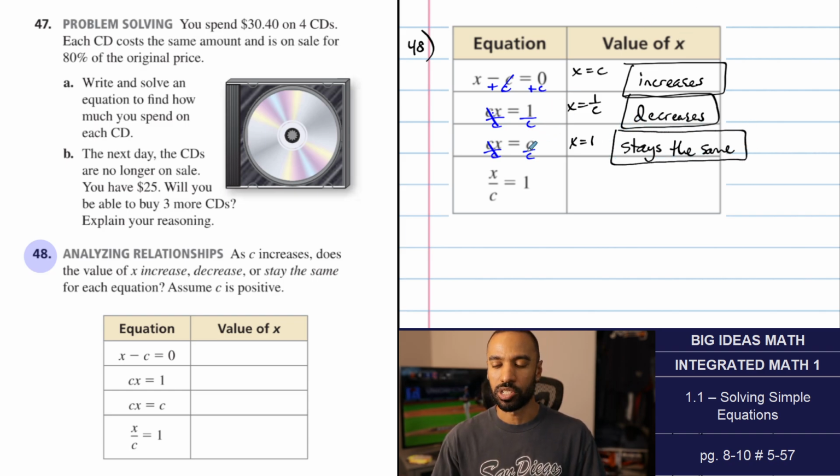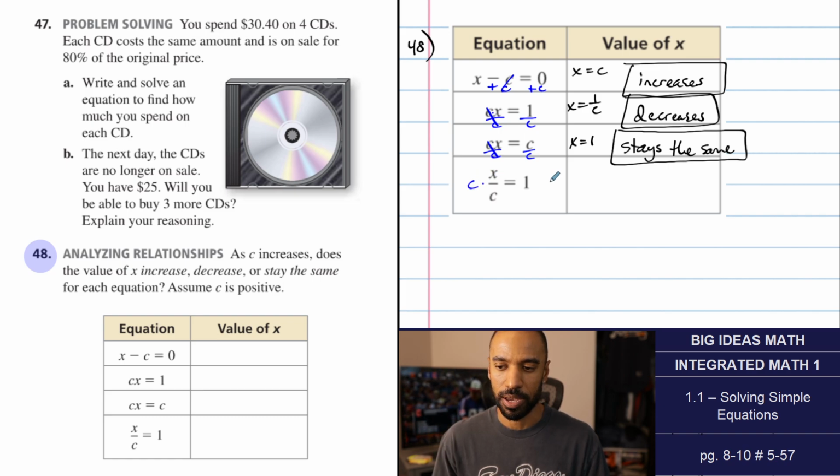And x divided by c equals 1. Let's multiply both sides by c since it's being divided by c there to get x by itself. You get x equals 1 times c, which is c. Hey, that looks like this one above, and it kind of is. This one's going to be increases all over again.